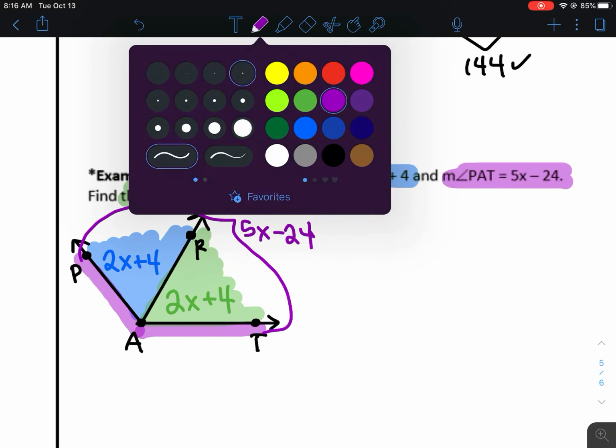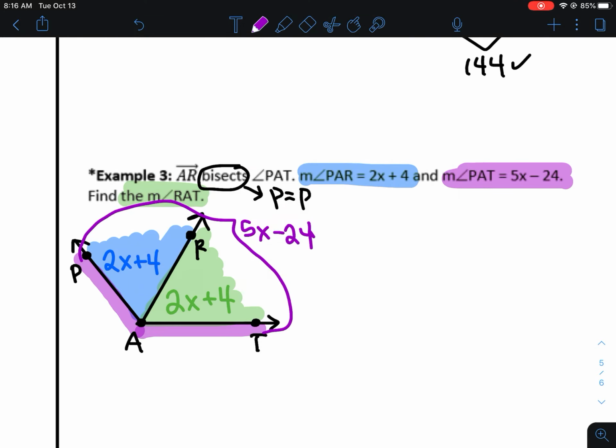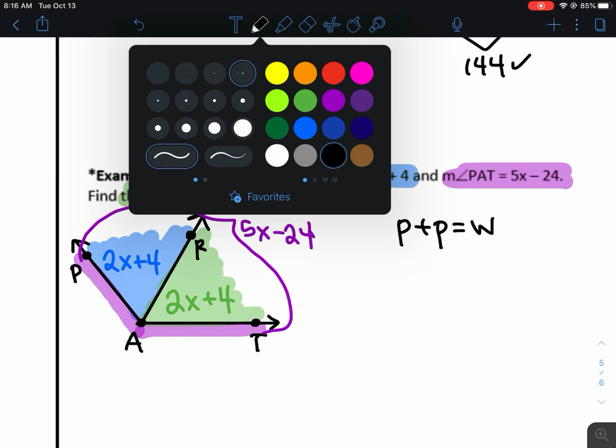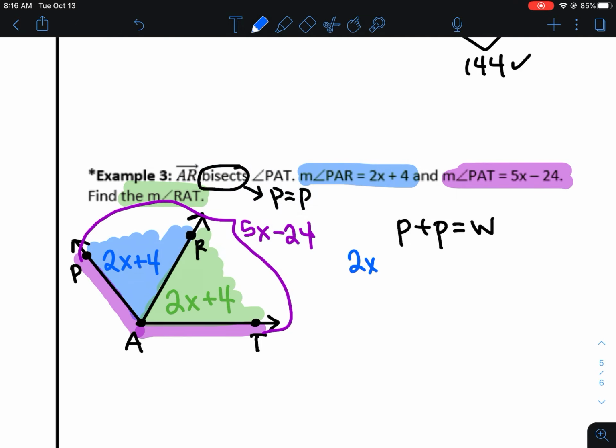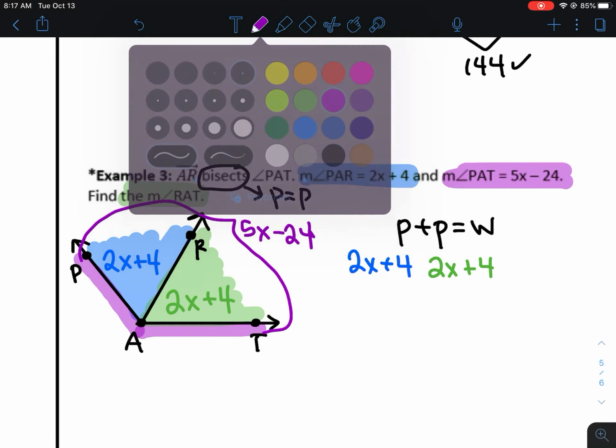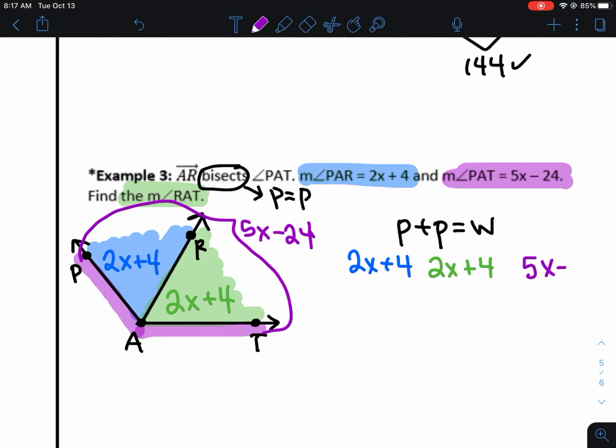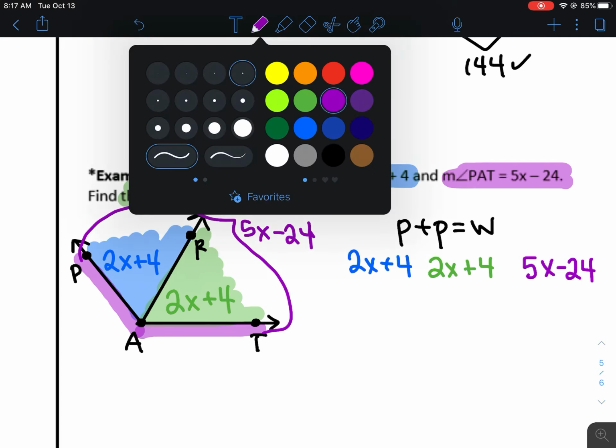All right, we also know the whole thing. When you are given the whole thing, that gives you permission to use part plus part equals whole. So we're actually using two different rules for this problem, and that's okay. So we have 2x plus 4. That's the first part. The second part was also 2x plus 4 because we know that they have to be equal, so that's legal. That's fine. And then we know the whole thing is 5x minus 24.